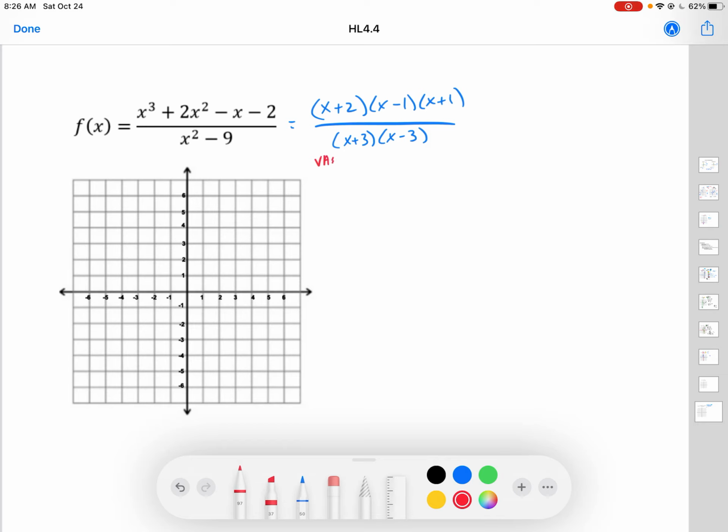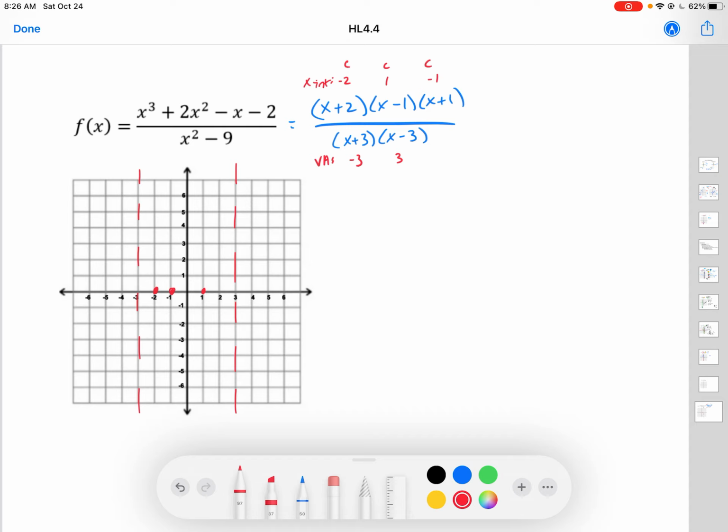So our vertical asymptotes will be at -3 and +3. And then we have x-intercepts at -2, +1, and -1, and they're all crosses because they're all odd exponents. So -2, +1, -1. Ooh, that's fun.